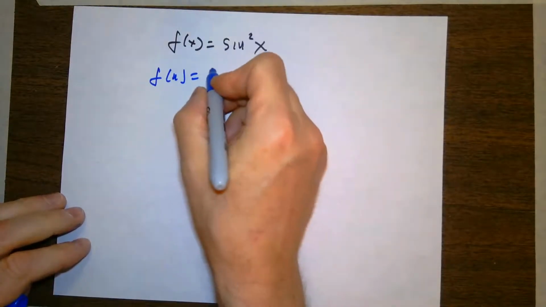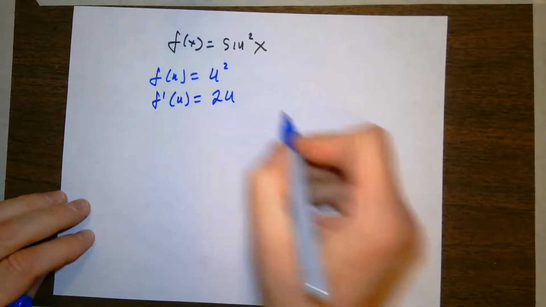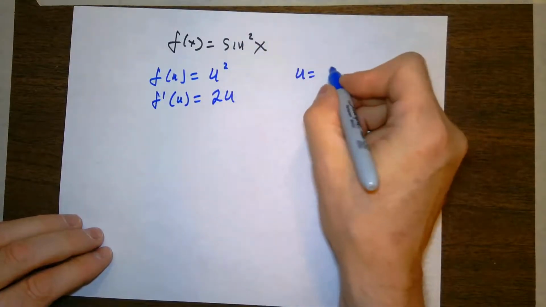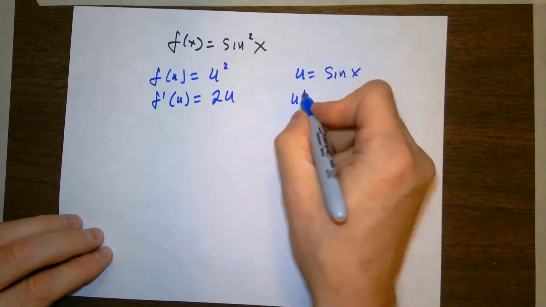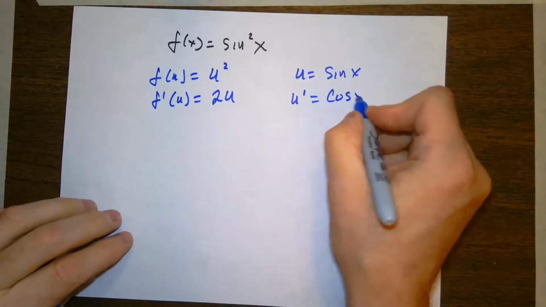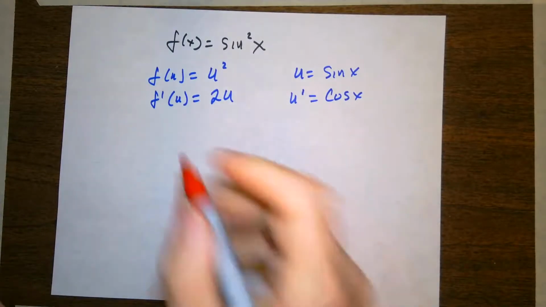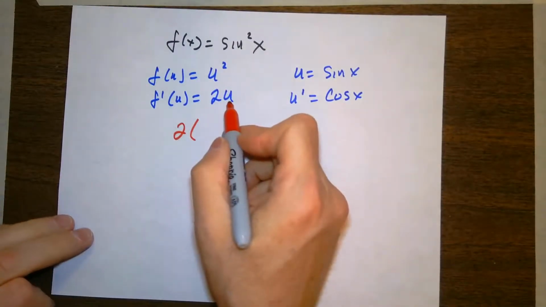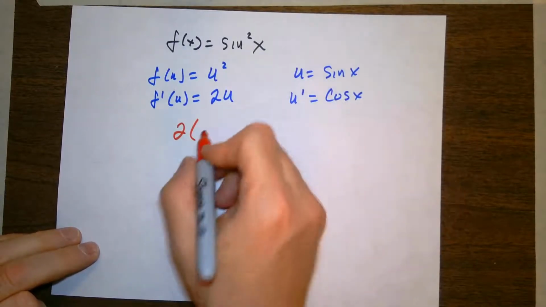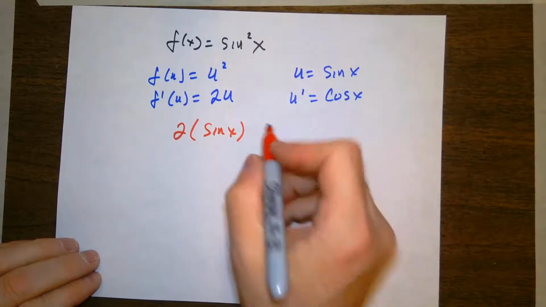Something squared. And of course, the derivative of the outside function is 2 times the function. The inside is the sine of x. So the derivative of the inside, or the derivative of sine, is cosine. So putting it all together, I'm going to have 2 times my u, my inside bit, which is the sine of x, times the cosine of x.